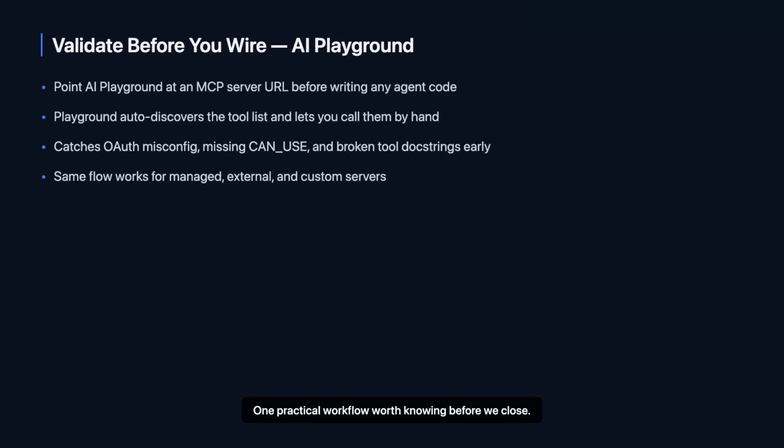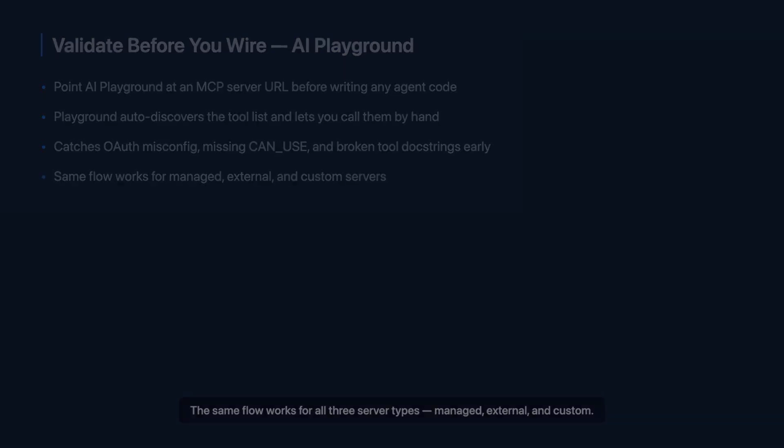One practical workflow worth knowing before we close. Before you write a line of agent code, point AI Playground at the MCP server URL. Playground auto-discovers the tool list, and you can invoke each tool by hand to see what comes back. It catches OAuth misconfigurations, missing can_USE grants, and broken tool docstrings while you can still fix them quickly. The same flow works for all three server types: managed, external, and custom.